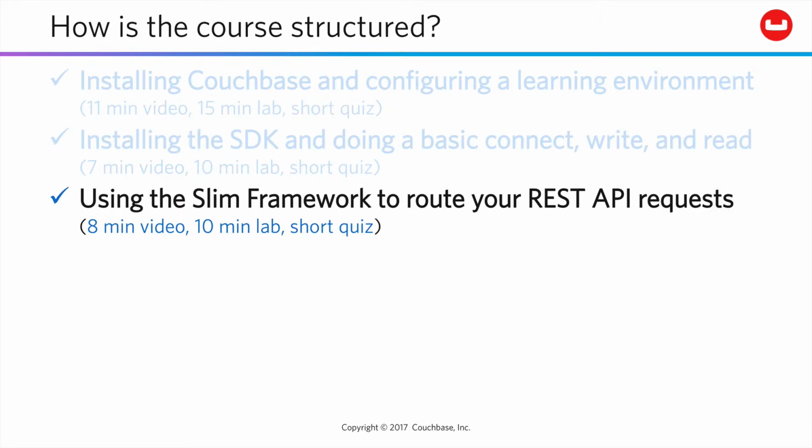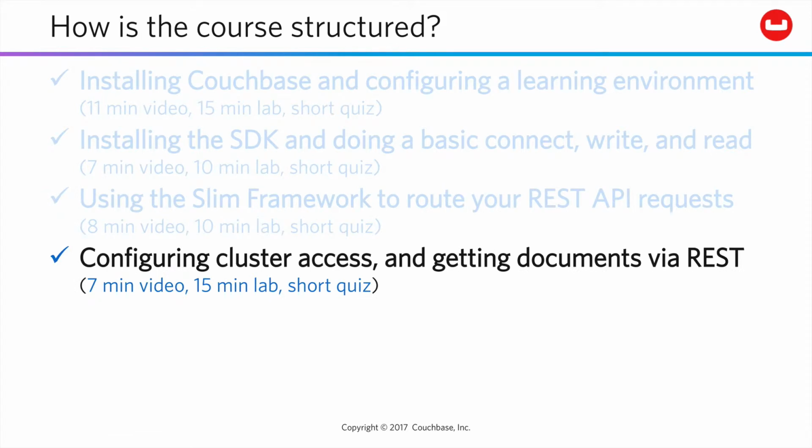Then we're going to provide a quick overview of the Slim framework, which will be used to route your REST API requests, handle your dependencies, handle your settings, and your middleware. Then we're going to jump into configuring access to a Couchbase cluster and bucket, along with an overview of the new Couchbase 5 security framework and how you will authenticate to your cluster in light of these new features. And then we'll take a look at getting a document via REST.